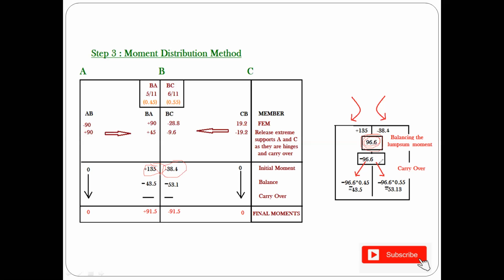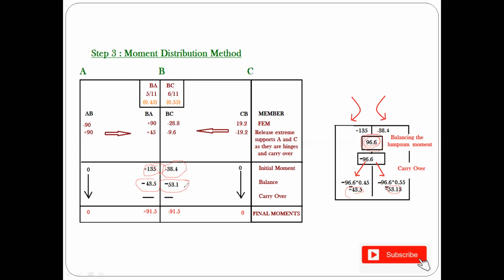So they'll be sharing it as 45% for BA and 55% for BC for the value minus 96.6. So here you have minus 96.6 into 0.45, you're getting minus 43.5. And for BC, you're having minus 53.3, and make sure your sign convention is correct or else you're going to make a mistake, my dear friends. So here what I do is that I'm writing minus 43.5 and minus 53.1 in BC and BA.